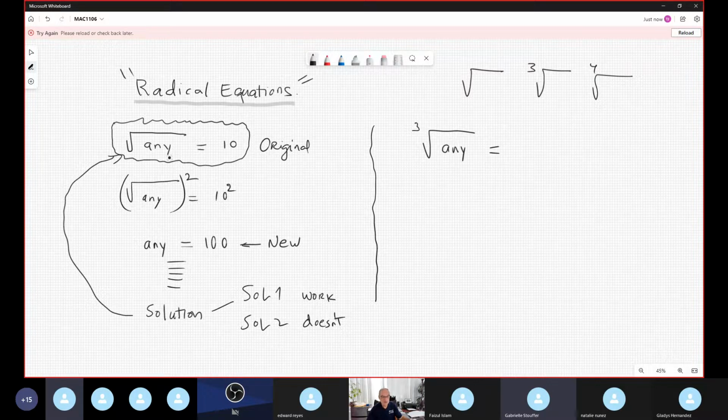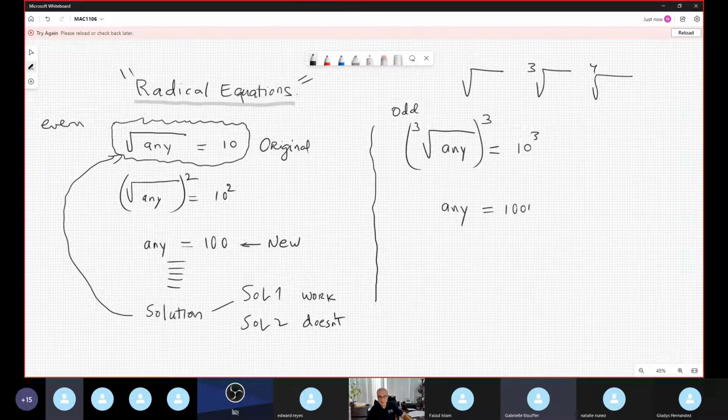For example, suppose you have a cubic root of anything. The idea above is valid for any even root, maybe square root, fourth root, and so on. But when the index is odd, the idea is different. Suppose you have the cubic root of x equals 10 and you cube both sides. Magically, you get x, because the power and the root index cancel out each other, equal to 1000.